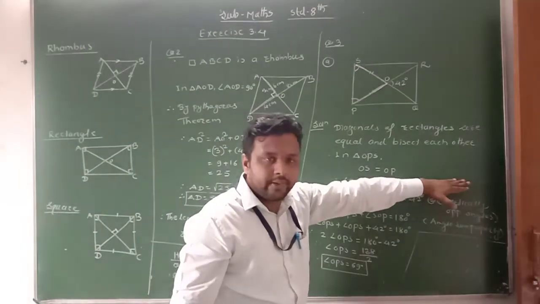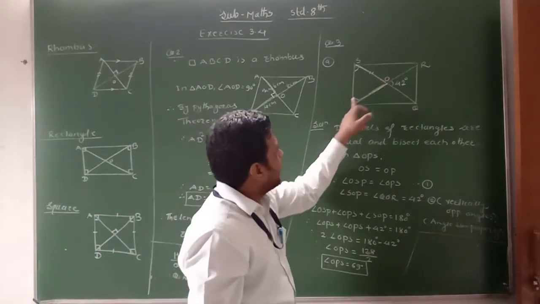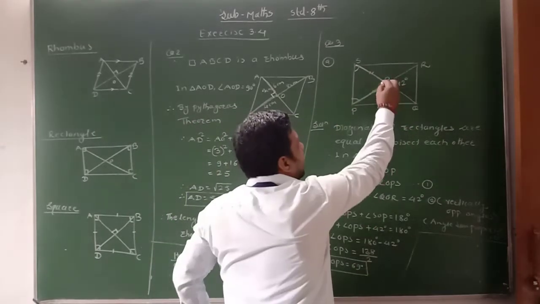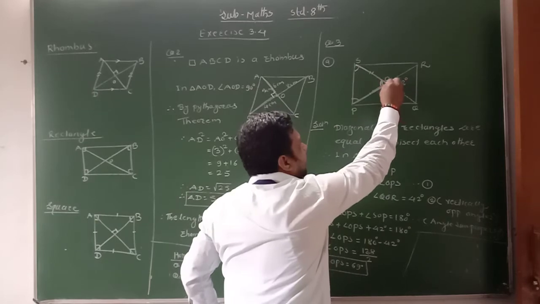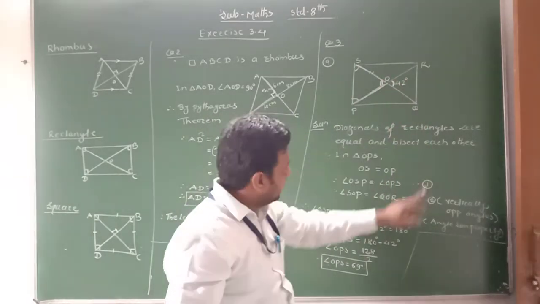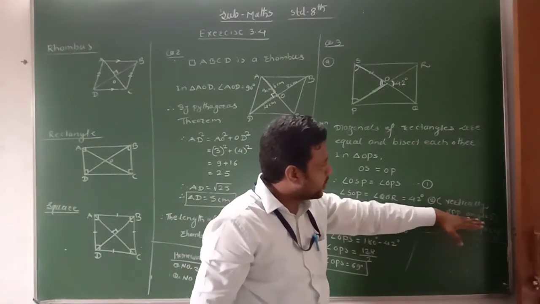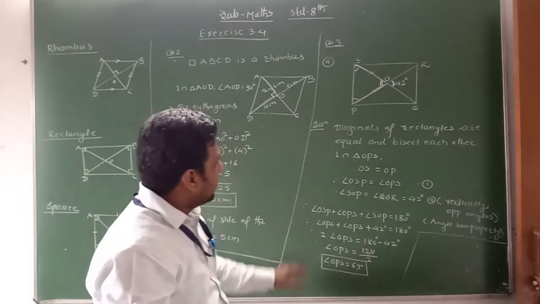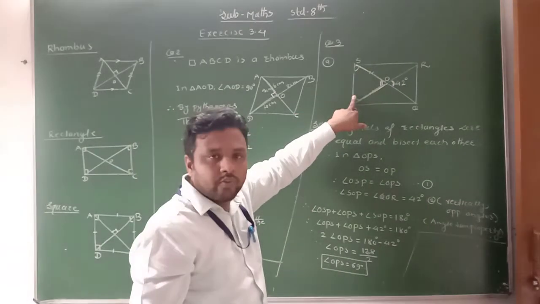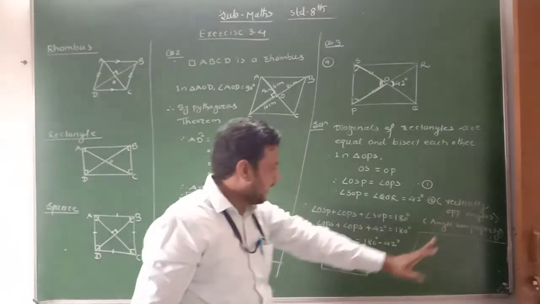Equation number 1. Then angle SOP, this angle is equal to angle QOR. These two angles are vertically opposite angles. This is equal to what? 42 degree. Here we write the reason, vertically opposite angles. Now in this triangle, sum of three angles is equal to what? 180 degree. That is the angle sum property of a triangle.